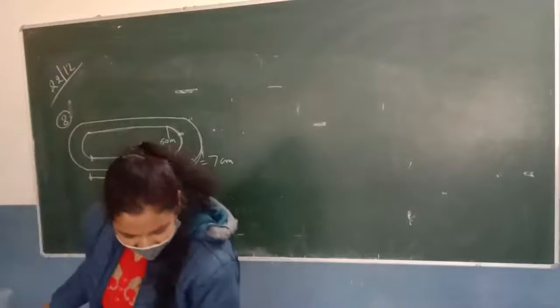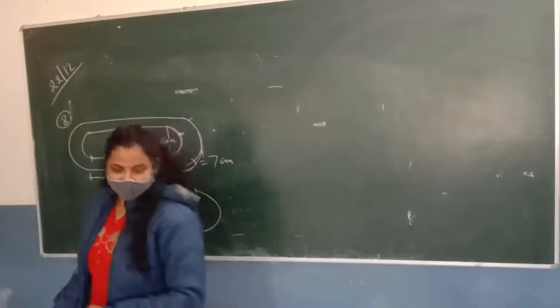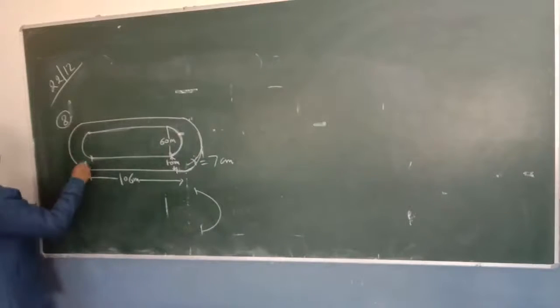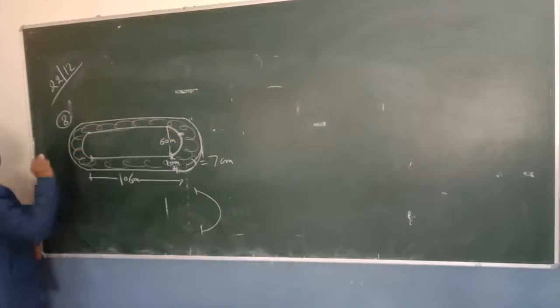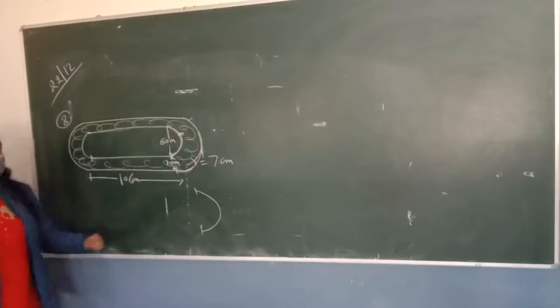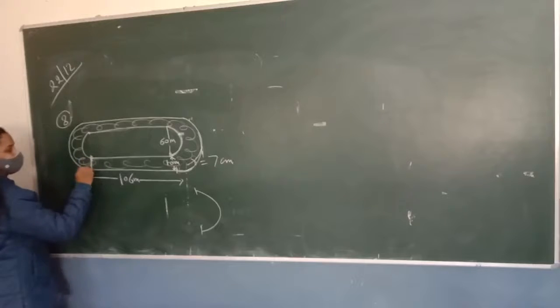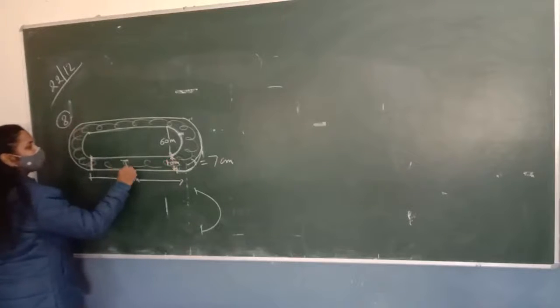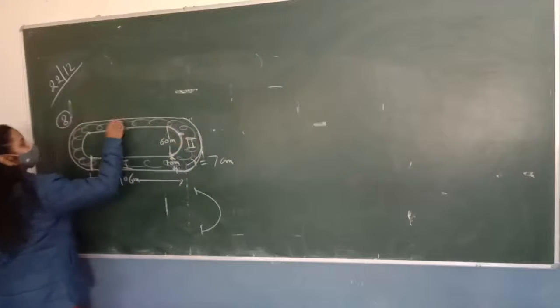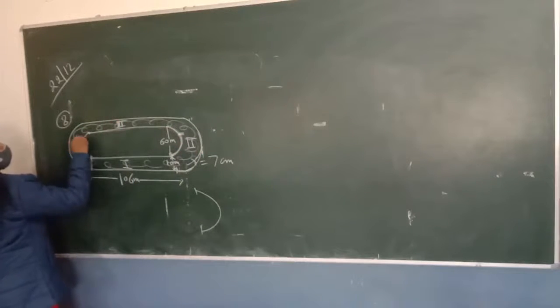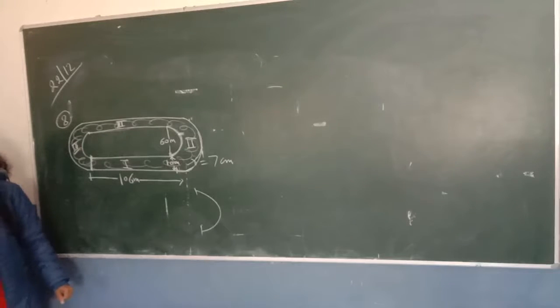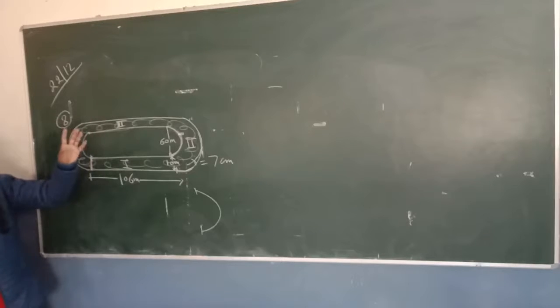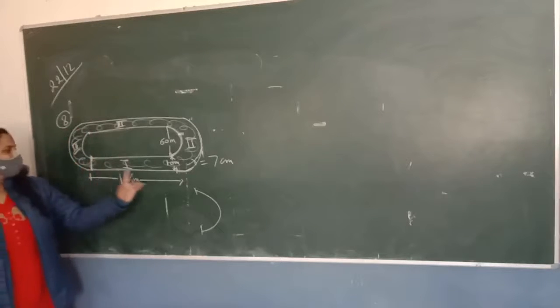I will do this question later. The second part is to find the area of the track. How can we find the area of this track? We divide it into parts, into 4 parts. This is the first, second is this one, this is the third, and this is the fourth. Nishan, can you explain how can we find the area? The first and third parts are rectangles.